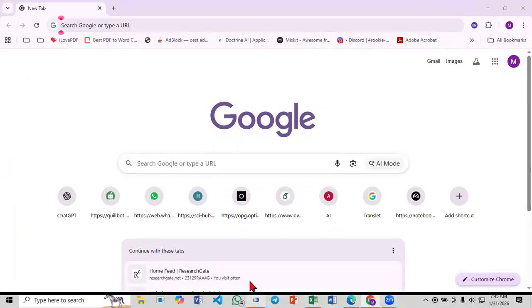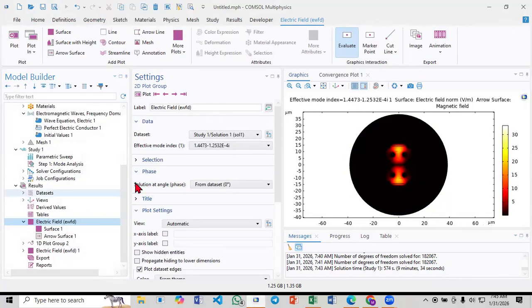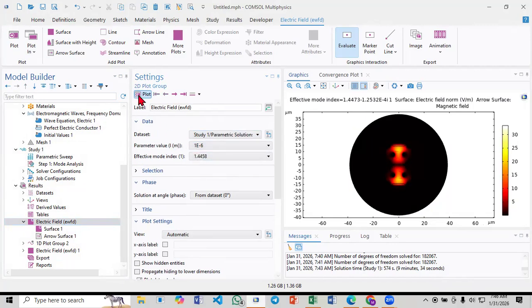So simulation is done. Because we chose parametric shape, that's why it's showing a different electric field, but we can calculate it from this electric field. So what we have to do is just select parametric solution, study one parametric solution. Okay, then plot. So it's okay. So what we have to do?